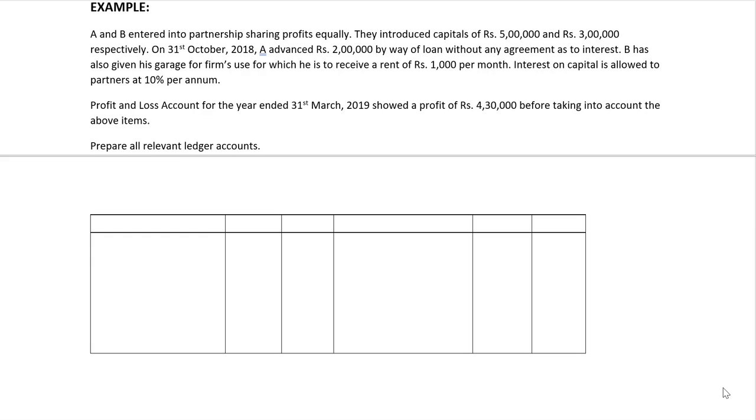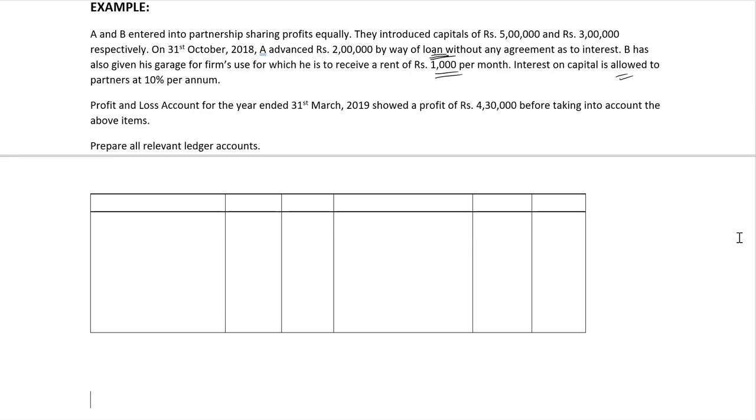On scrutinizing the sum, we find that there are two charges here. One is the interest on loan and the other is the rent paid to the partner of 1,000 rupees per month. On the other hand, interest on capital is an appropriation. So we need to debit the charges to the profit and loss account. So in order to prepare all the relevant ledger accounts, we'll start with the profit and loss account.